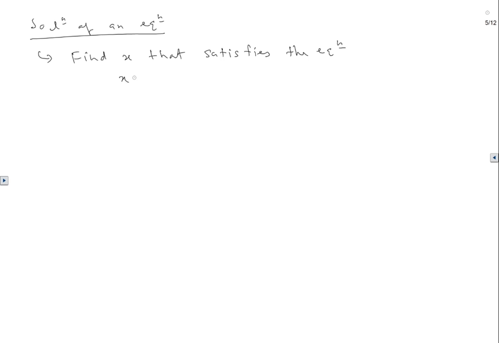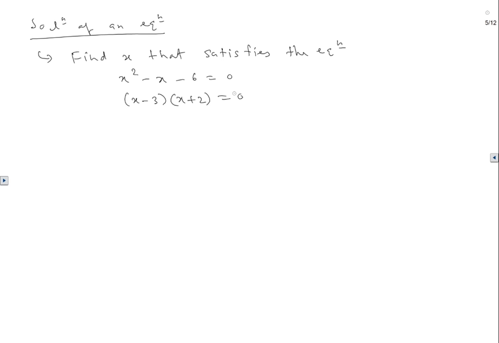For example, if we have x squared minus x minus 6 equals 0, and we want to find x, there's a systematic way to do it. What's the systematic way? We're going to factor it. So what are the factors? x minus 3 and x plus 2 equals 0.